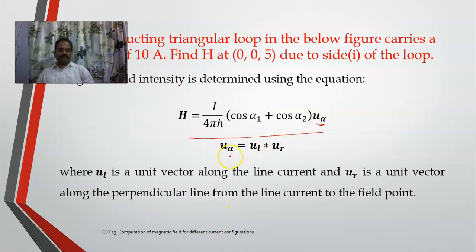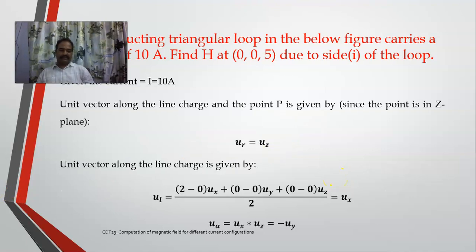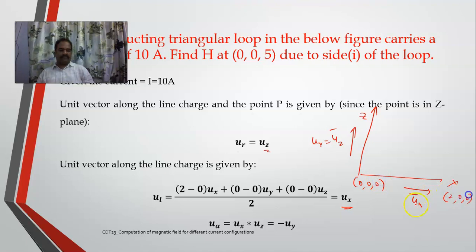This is the unit vector along the line current, and this is the vector which is joining the current element to the point. In this case, we have seen this is the x-axis, this was the z-axis, and this was the point. U_R was u_z itself, whereas this one was along the x-axis. I can directly write this as u_x bar. If you want, you can solve this one: this is (0, 0, 0), this is (2, 0, 0). You can write the entire thing, but I can directly take it as u_x bar.